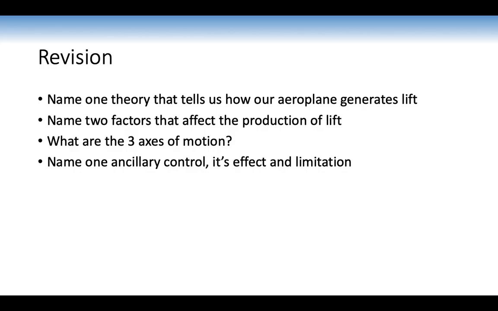And then name one ancillary control, its effect and limitation. So an ancillary control is the mixture control. It controls the amount of fuel that is going to the engine. And the limitation is you must lean it on the ground for ground operations.